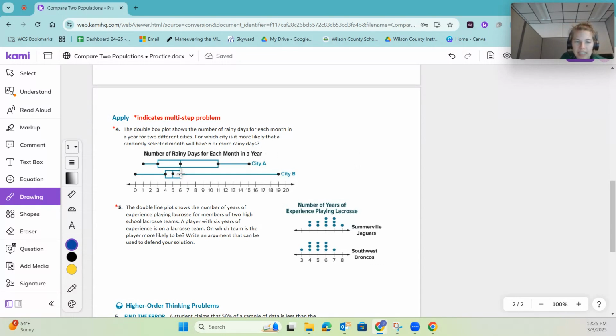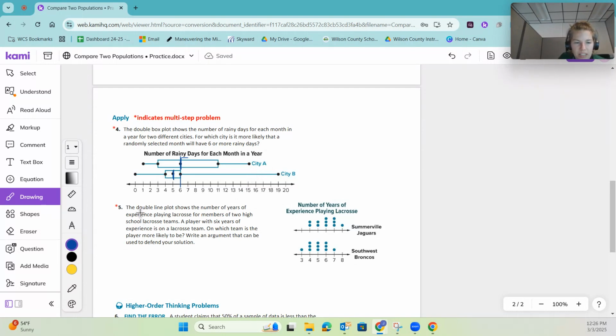Okay, and we can see here in these box plots, remember the median here represents 50% of the data. Okay, so the median for city A is at 6 days or more will be rainy. So 50% in city A will have 6 or more rainy days, whereas in B, 6 or more rainy days, it's only 25%. So city A is more likely to have 6 or more rainy days, okay, because 50% of the time it's 6 or more rainy days in a month.